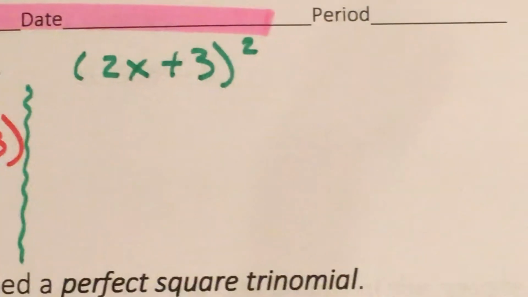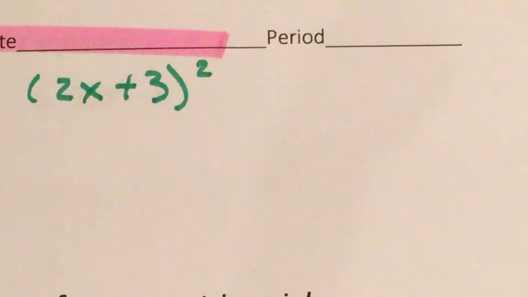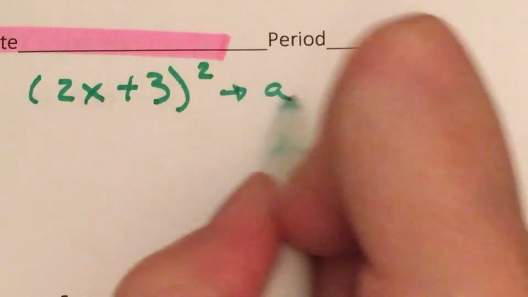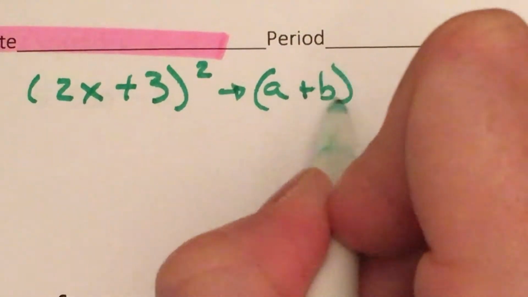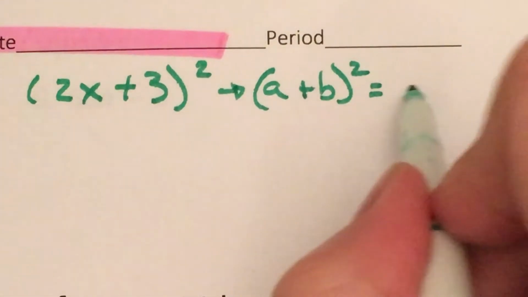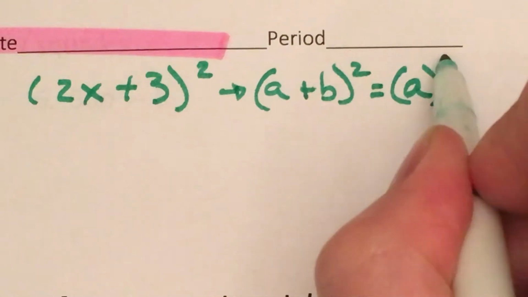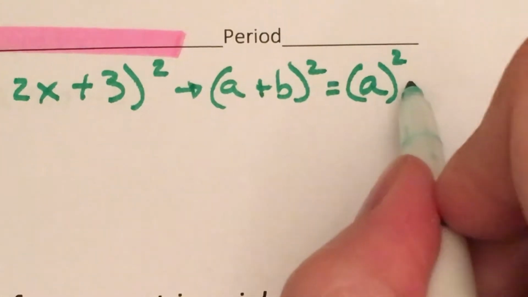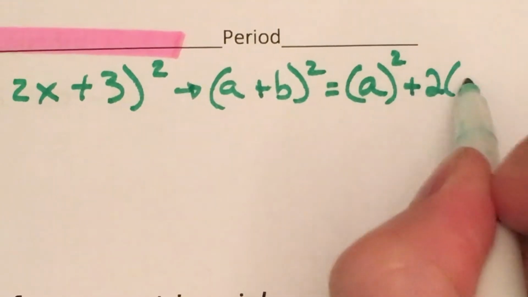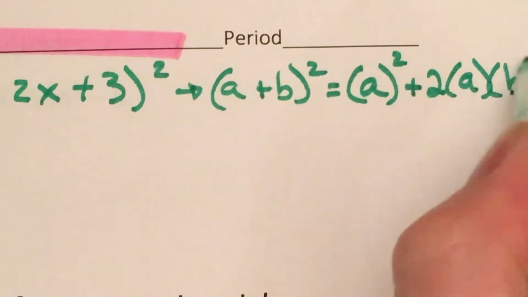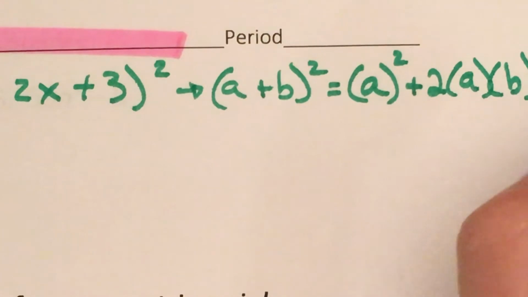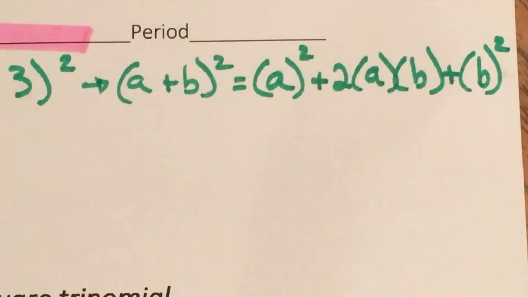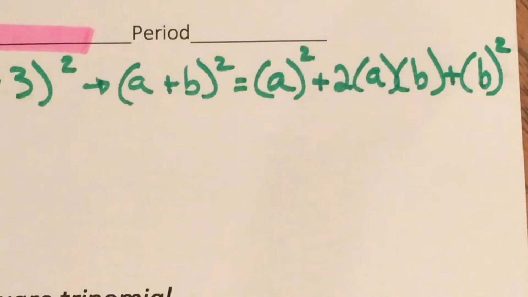And our trick, our helper, was that if we had a plus b squared, that was the quantity of a squared plus 2 times a times b plus the quantity of b squared. Do you remember that? I hope so.